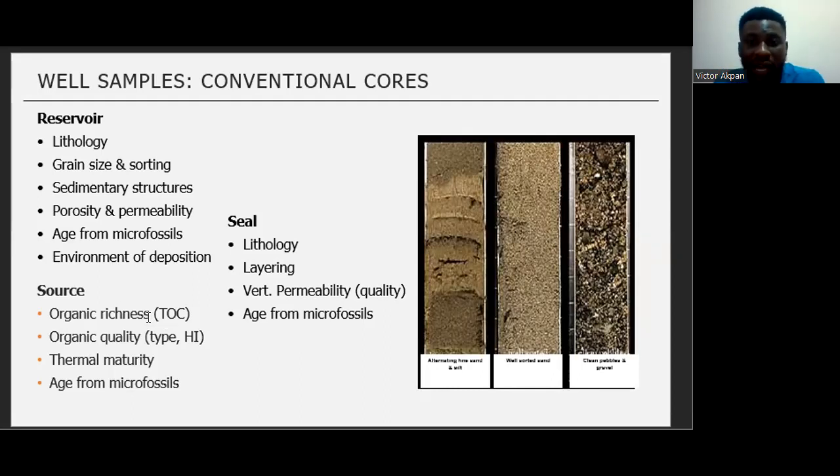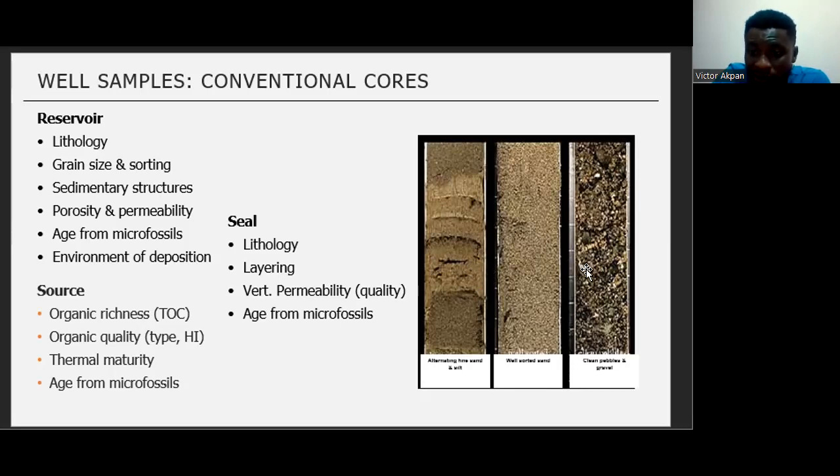So for the direct, we have conventional cores. Now, our best data comes from conventional cores. At the depth of interest, we will stop drilling, and then a core barrel or a core gun is pushed into the rock at the base of the hole, and then the sediment or the core is retrieved. And this picture here shows us three different examples of cores.